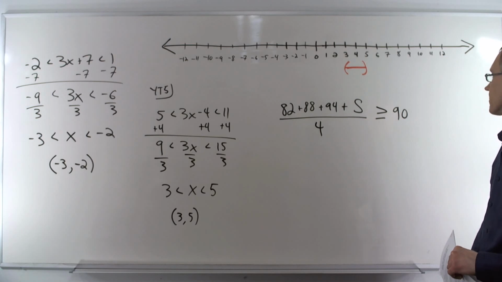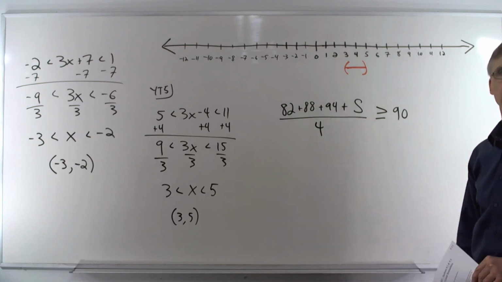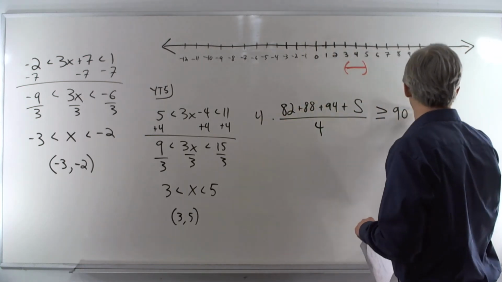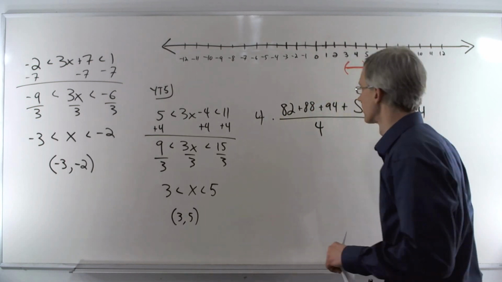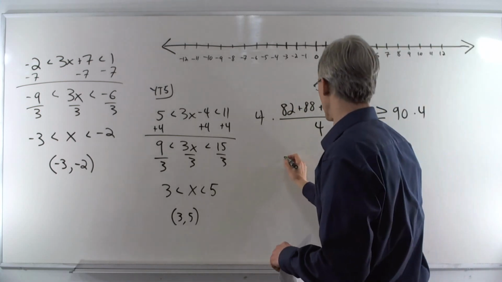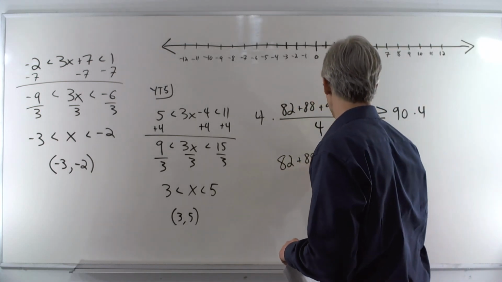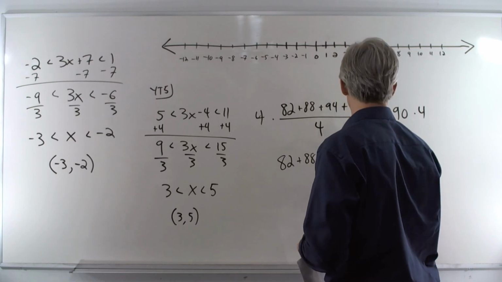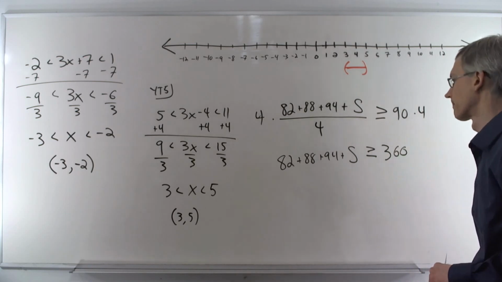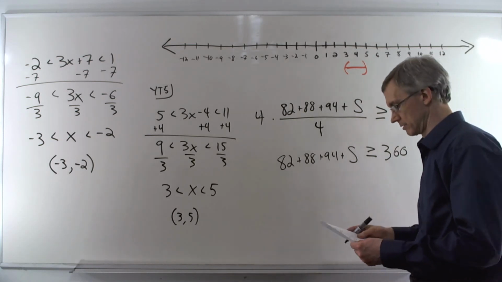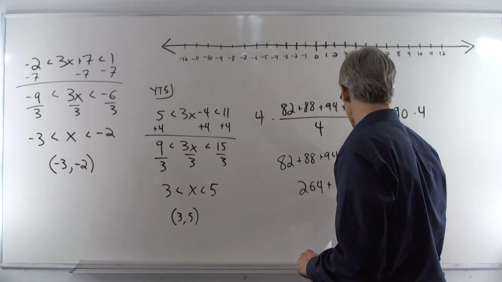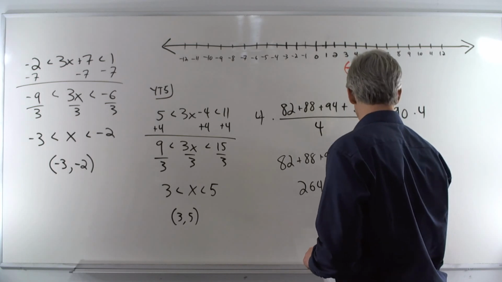So let's start by getting rid of that denominator. So we're going to multiply both sides by 4. All right, 4 on top, 4 on the bottom, those cancel, leaving just the numerator. So we have 82 plus 88 plus 94 plus s is greater than or equal to 90 times 4, which is 360. All right, now we can add up these values. We add those up, we get 264. So 264 plus s is greater than or equal to 360.